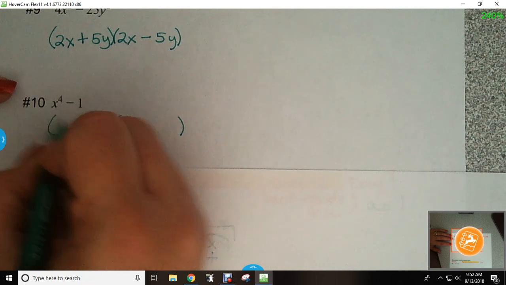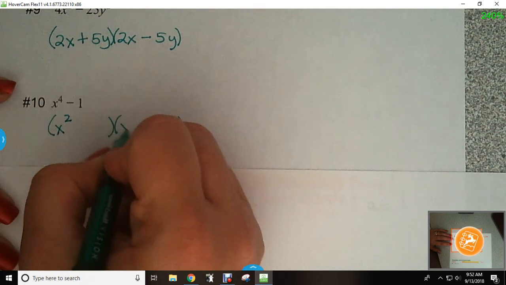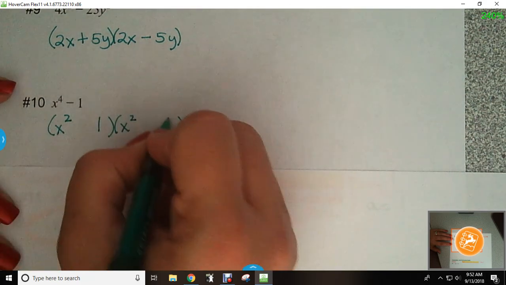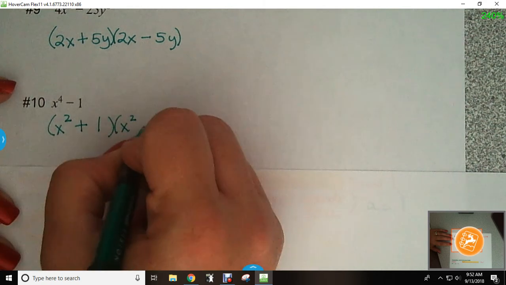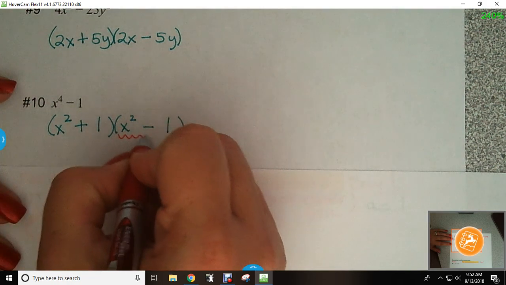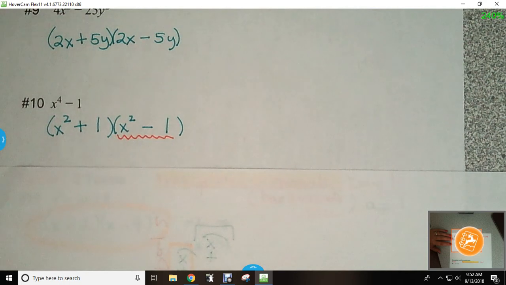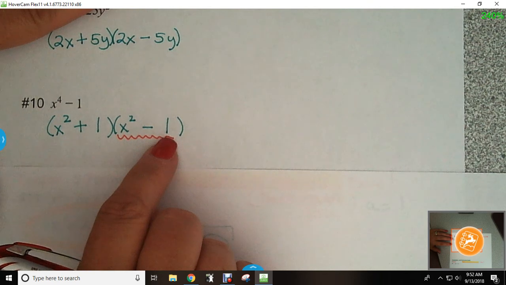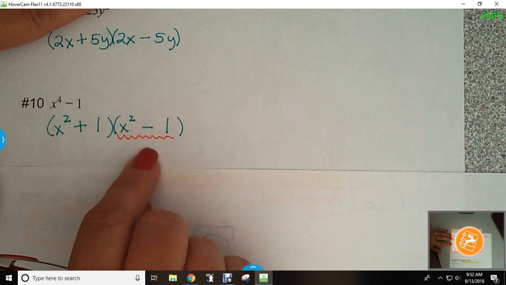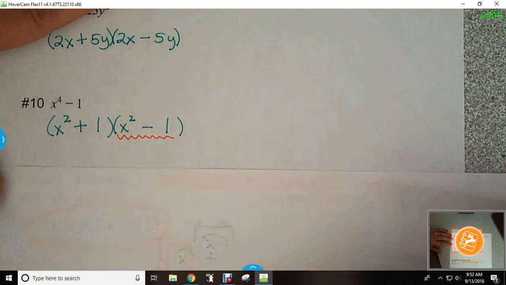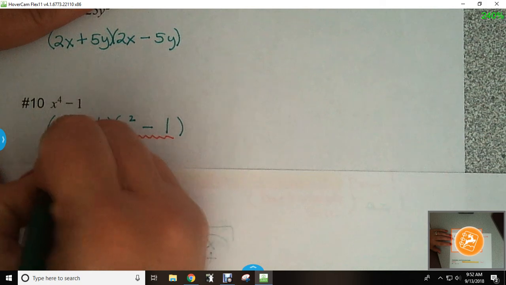The square root of x to the fourth is x squared. It goes first in each parenthesis. The square root of 1 is 1. One of those gets a plus, the other one gets a minus. And you might think you're done, but not quite. This parenthesis can be factored again, because this is a perfect square, I have a minus, and this is a perfect square. So I can factor this again. You cannot do it over here because there's a plus sign in the middle. So I'm just going to bring this straight down because I can't do anything with that.